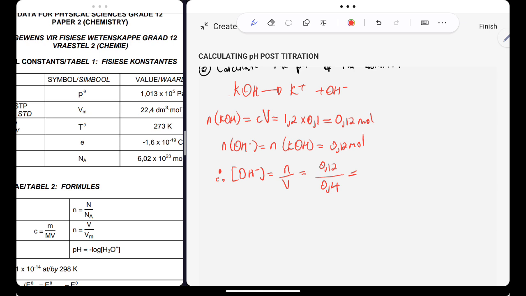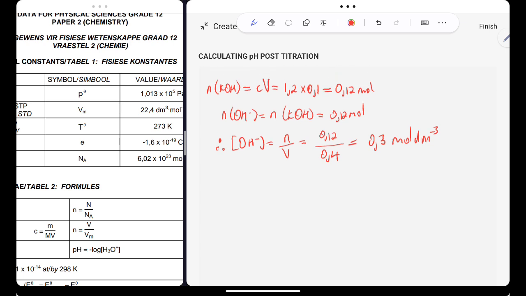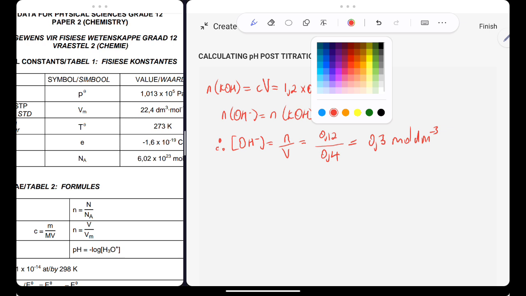So the concentration of my OH ions is simply 0.12 divided by 0.4. What do I get? I get 0.3 moles per cubic decimeter. After finding the concentration, guys, there are two ways in which I can answer this question. I can either find my pOH and then later find the pH, or I can use my ionization constant of water to find the concentration of the hydronium ions and then find my pH. I will do both of them.